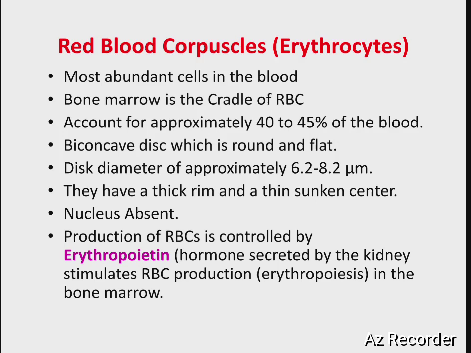The production of RBC is mainly controlled by erythropoietin. This hormone is secreted by the kidney, which stimulates or increases RBC production by the process called erythropoiesis in the bone marrow.